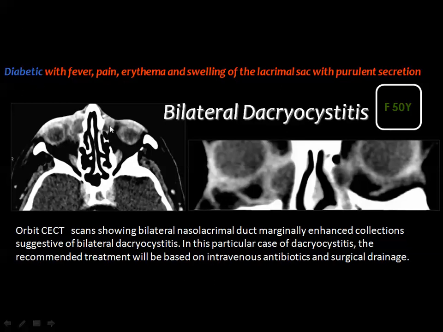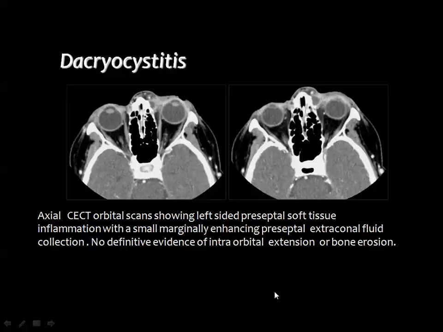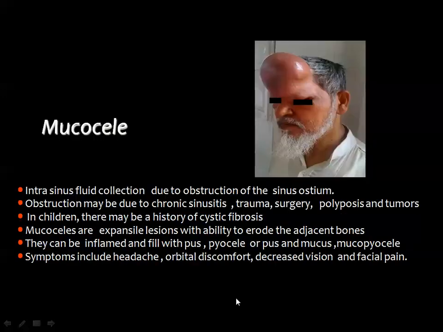And then here you see bilateral involvement of the lacrimal system on the left and on the right side, with marginally enhancing lesions conforming to the site of the nasolacrimal duct. And this is also another example showing the typical location of dacryocystitis and the typical appearance, with the swelling and the enhancement of the periorbital soft tissues.